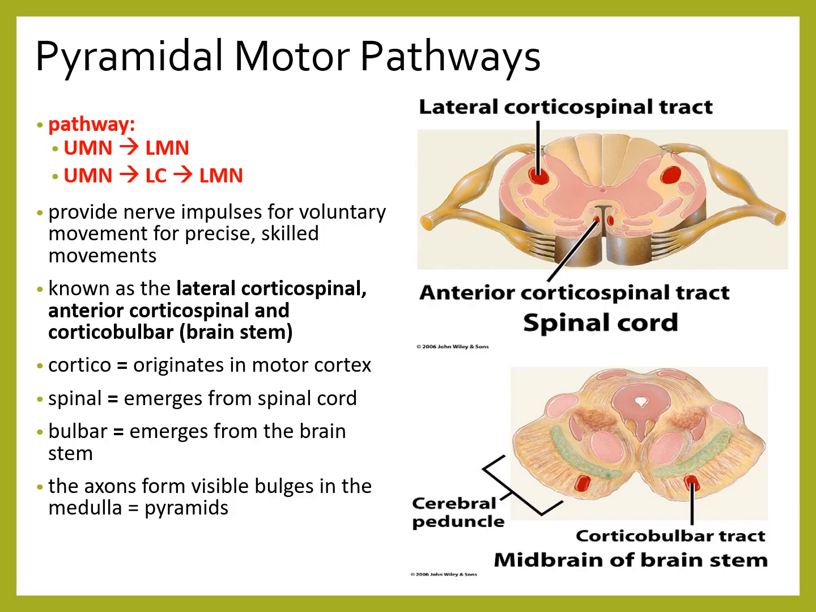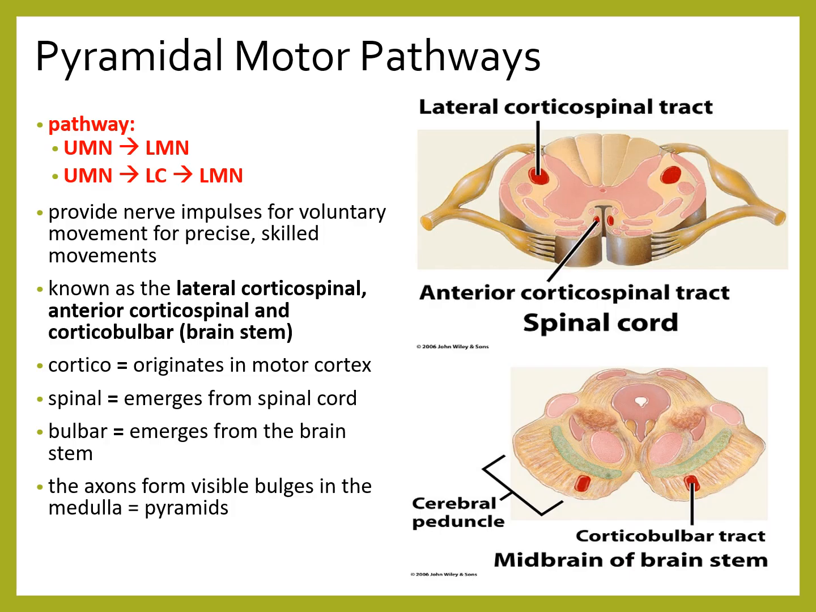And these visible bulges that you can see, you may have learned in anatomy, were called pyramids. The pyramidal motor pathways are basically made up of upper motor neurons connecting to lower motor neurons, or upper motor neurons connecting to local circuit neurons in the spinal cord, and then those connect to lower motor neurons. Pyramidal motor pathways provide nerve impulses for voluntary movement, for precise, skilled movements. So precise, skilled muscle contractions are the job of our pyramidal motor pathways.